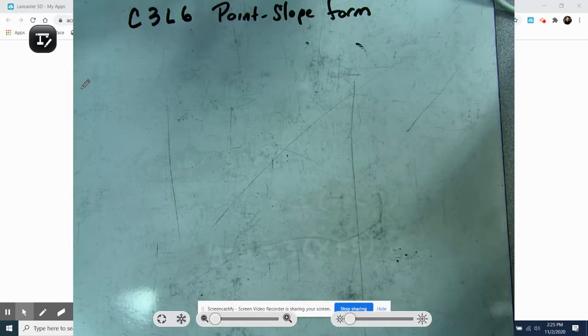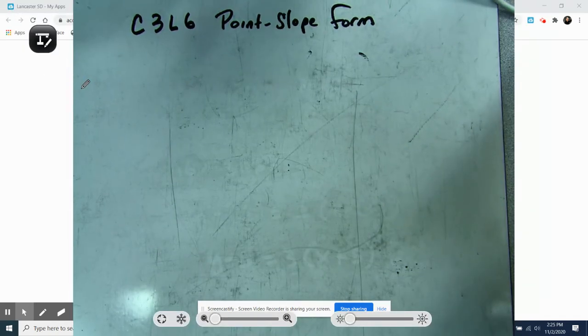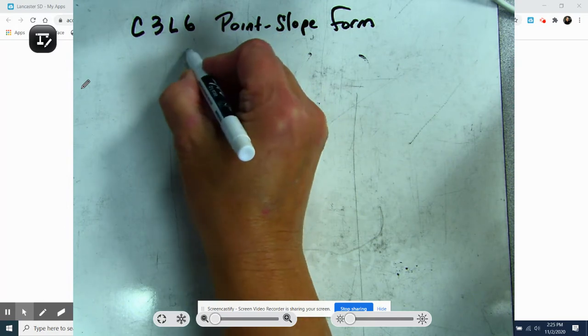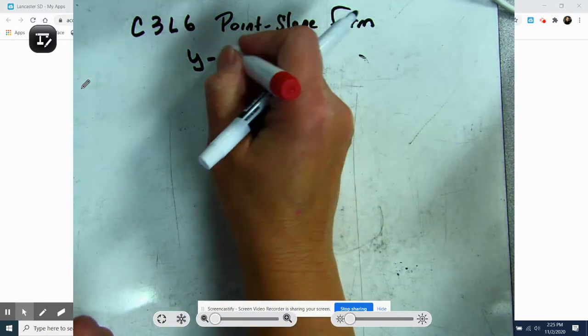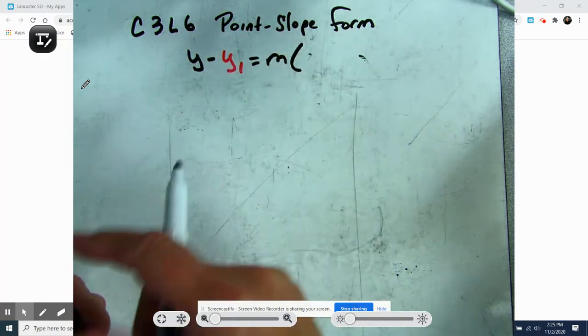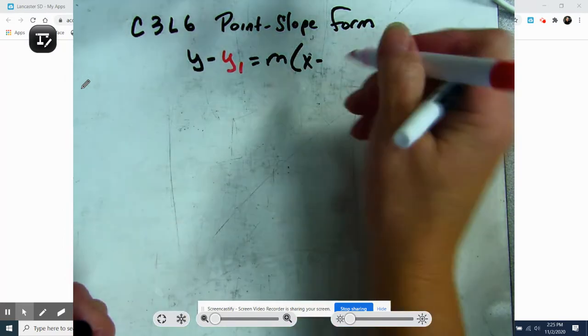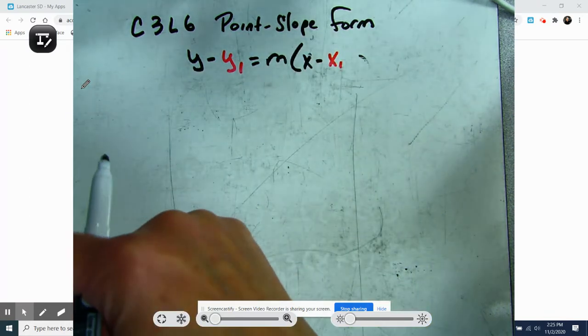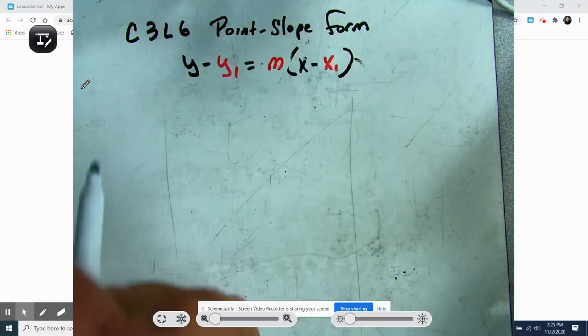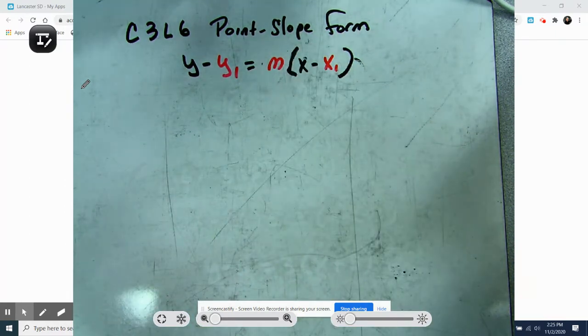Okay, so today we're going to be talking about Chapter 3, Lesson 6, Point Slope Form. Things that are in point slope form are in a very specific order. The equation for point slope is y minus y1 equals m times x minus x1. And actually, this should be in red, because anything in red we're actually going to be replacing.